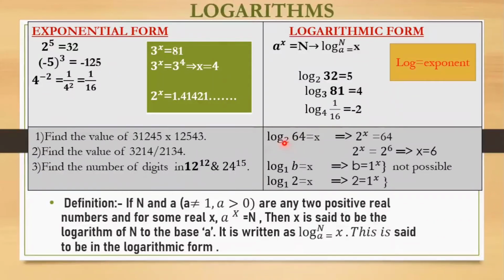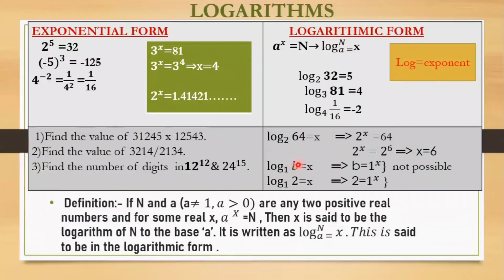For example, log of 64 to the base 2 is equal to x. After writing it into exponential form, 2 to the power of x is equal to 64. So 64 can be written as a power of 2, that is 2 to the power of 6. Here the bases are equal. The value of x is 6. It means 2 raised to the power of 6 gives the value 64.